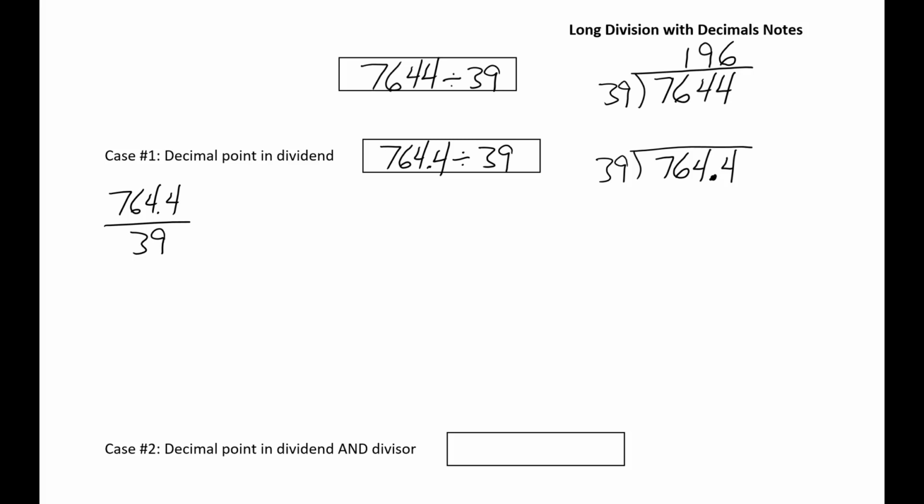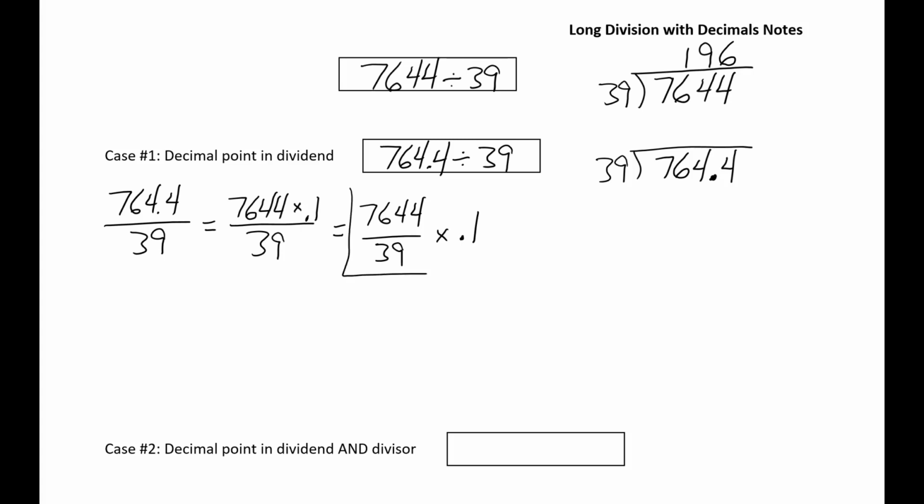So 764.4 divided by 39, I want to write this in a slightly different way. 764.4 I can write as 7,644 times 0.1. Now, if I write my expression like this, and notice I haven't changed the value of the expression, I've just rewritten my dividend, 764.4, as 7,644 times 0.1. Well, once I write it like that, I can rewrite it again as 7,644 divided by 39 times 0.1.